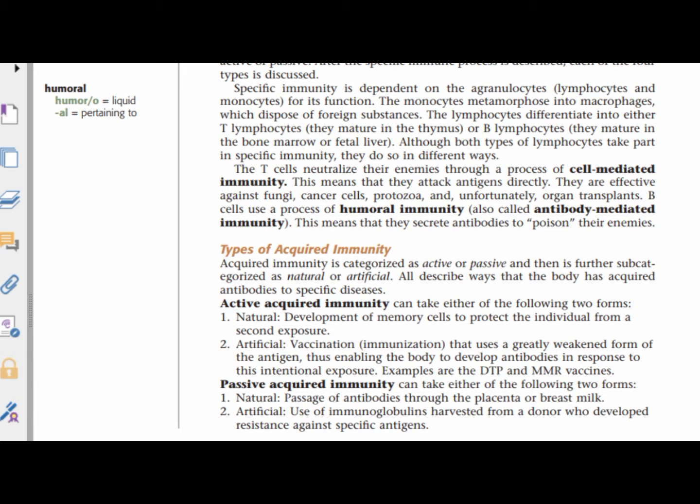When you say passive acquired immunity, there are two types. You have your natural and artificial. So natural is transferred from mama to baby. Artificial, these are immunoglobulins harvested from a donor who developed a resistance.